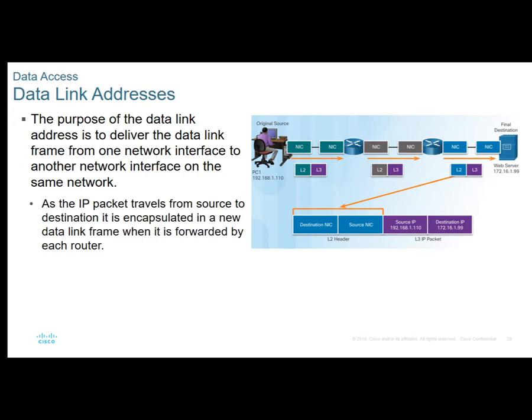The purpose of the data link layer address is to deliver the data link frame from the network interface to another network interface on the same network. So on the same network, the data link layer is responsible for that. As the IP packet travels from the source to the destination, it is encapsulated in a new data link frame when it is forwarded by each router. So each router actually puts a new header on it. This is L2 and L3, layer 2 and layer 3 headers, okay?